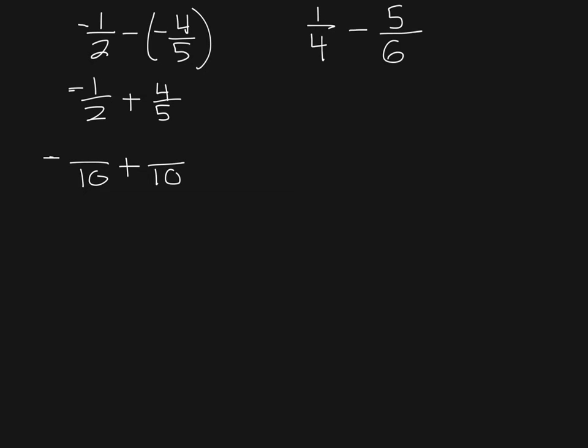Now I know I have to do 2 times 5, so I'm also going to do negative 1 times 5. So that'll give me negative 5 up here. In my second fraction, I know I have to do 5 times 2 to get 10, so I'm going to have to do 4 times 2, and that'll give me 8. So here I have negative 5 plus 8 in the numerators. I know my answer is going to be positive because 8 has a larger absolute value than 5.